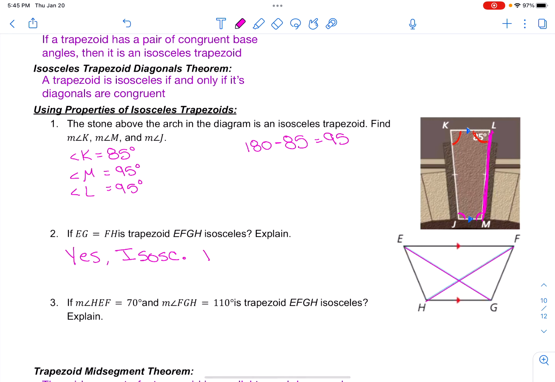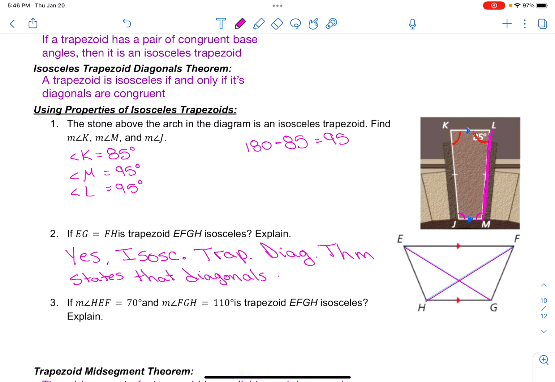The isosceles diag theorem states that diagonals must be congruent to be isosceles.